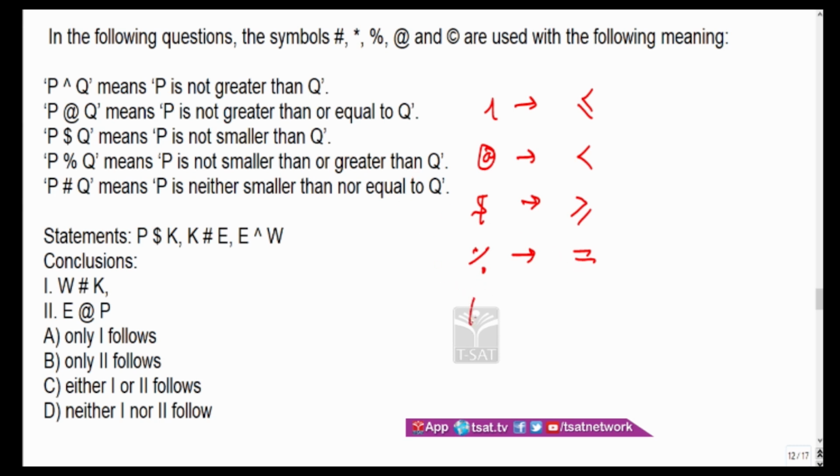Now, finally, we have this symbol. P is neither smaller than nor equal to Q. P is neither smaller than nor equal to Q means P is greater than Q. So this symbol represents greater than. So you have to be careful with the word not.